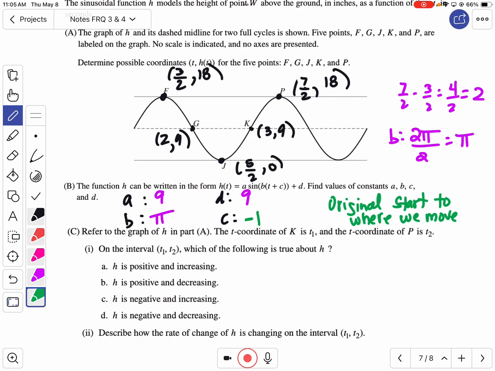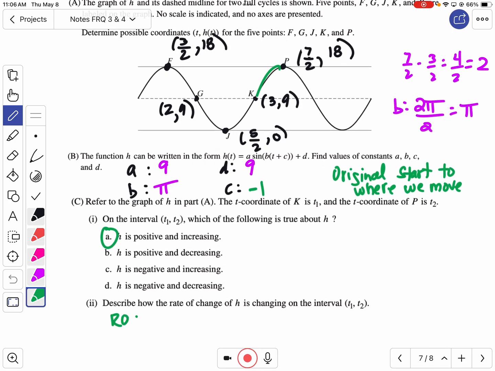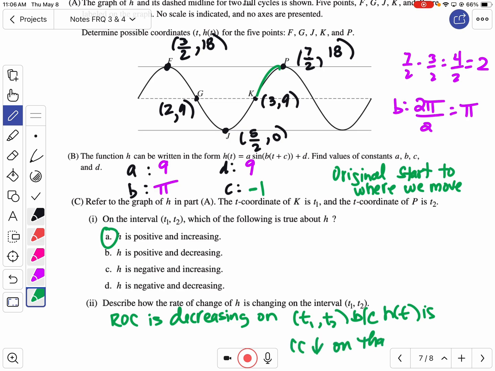It's not as difficult. From K to P. All right, what do we have there? Are the Y values positive? Yep. Is it increasing or decreasing? It's increasing, so we choose A. Okay. What about the rate of change? It's decreasing on T1, T2 because H is concave down on that interval.